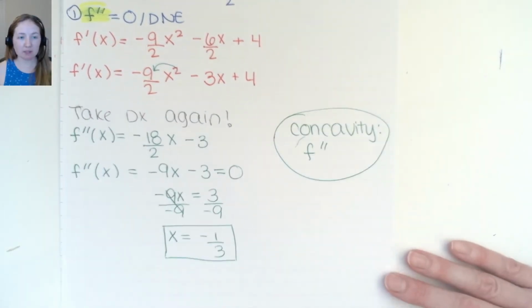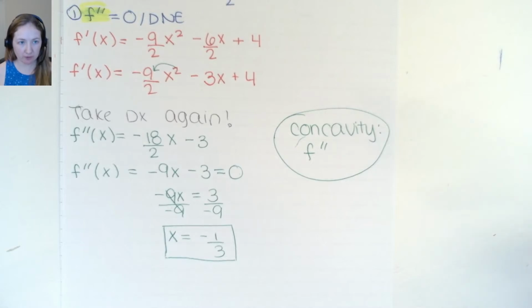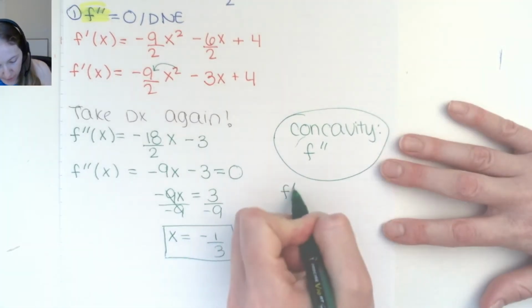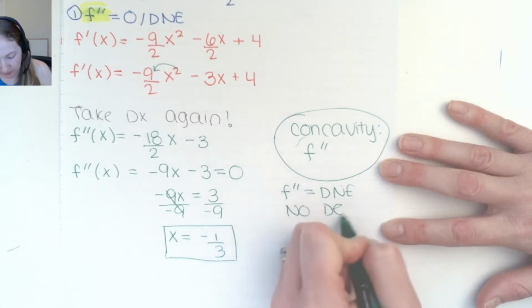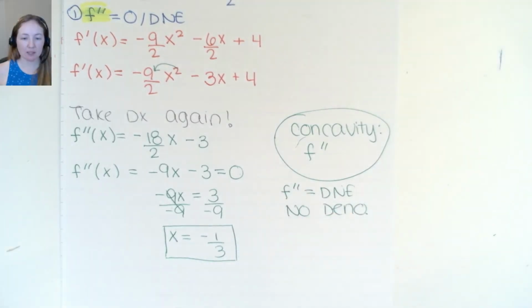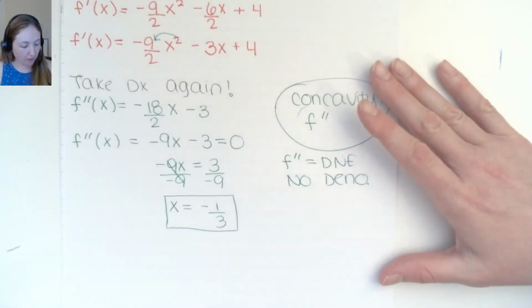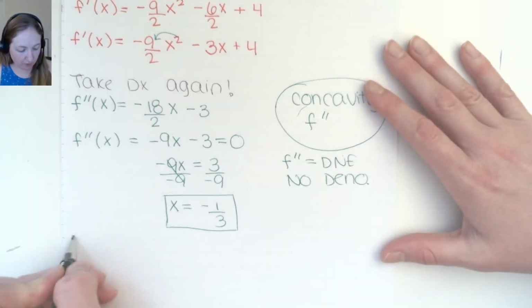You'll notice that just like we did with the first derivative test, we don't have to worry about the does not exist here because there is no denominator. So we're just setting the second derivative equal to 0. We don't have to worry about the DNE part of it. So then we are going to draw our derivative number line.